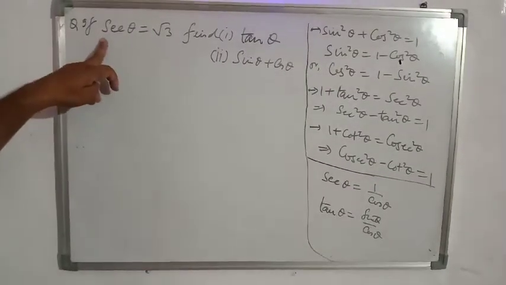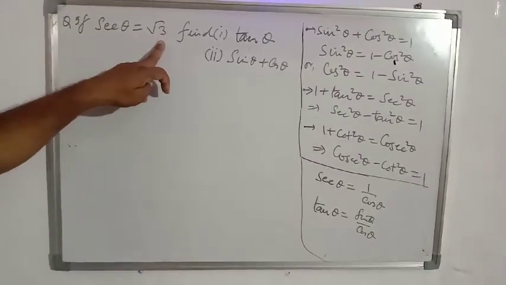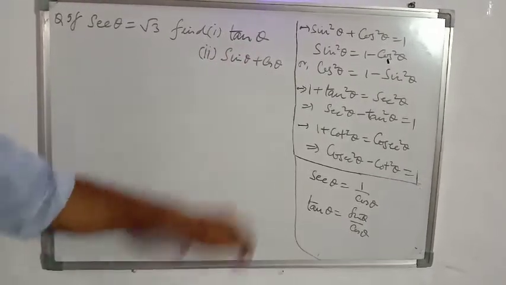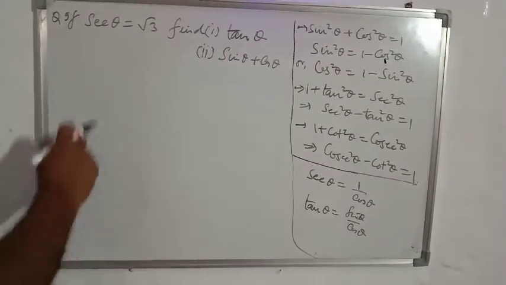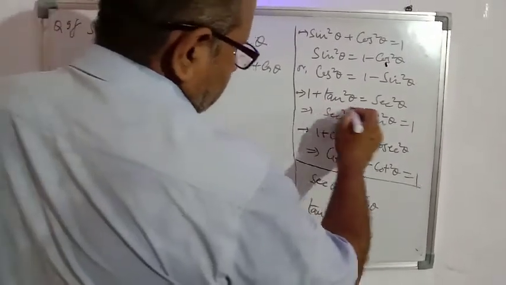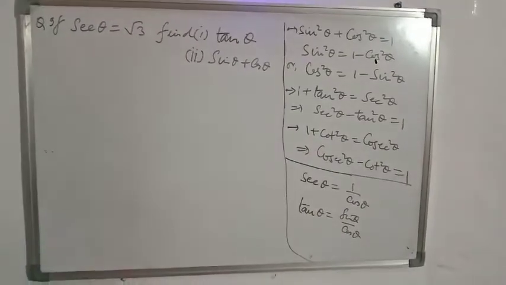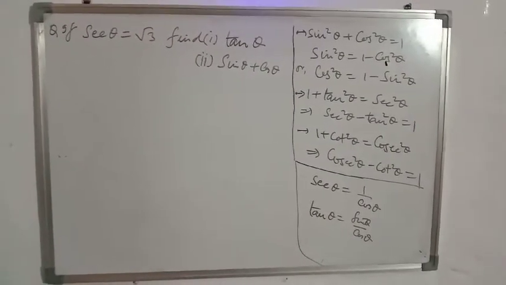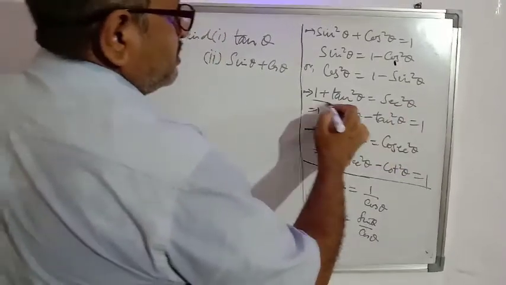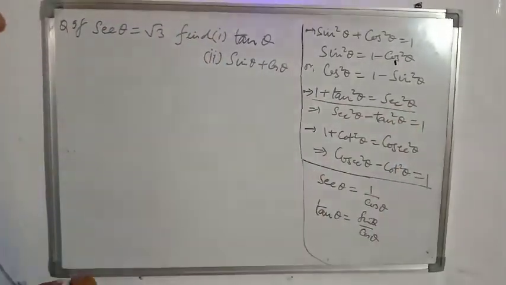See this question. If sec theta is equal to root 3, we have to find tan theta. Second part, sin theta plus cos theta. So we know the relation between sec and tan. This one: 1 plus tan square theta is equal to sec square theta.